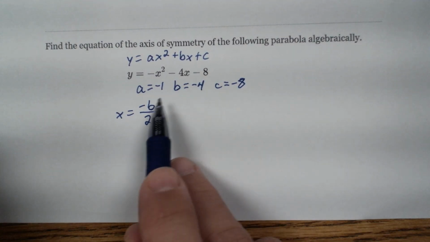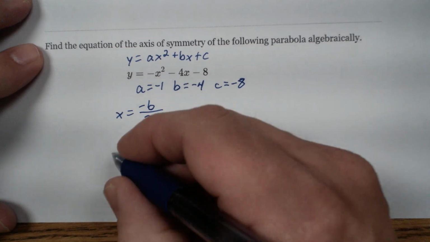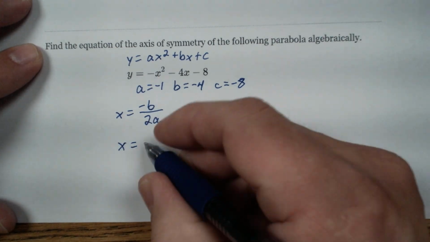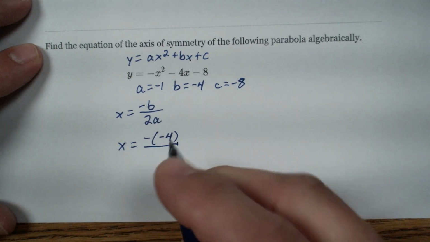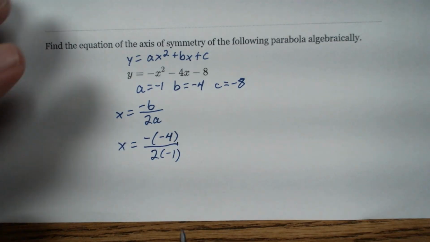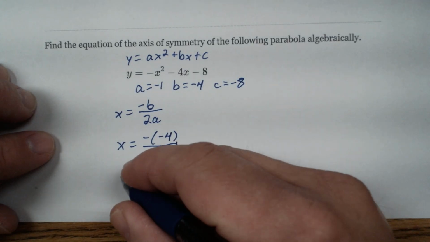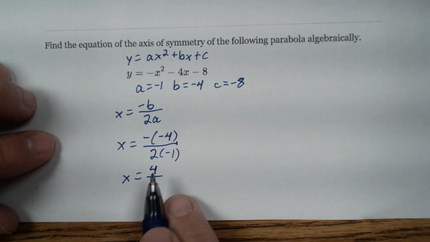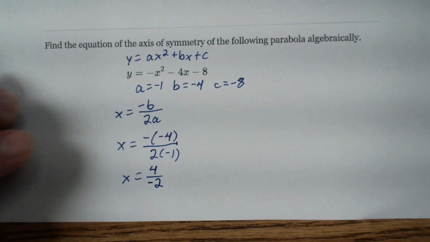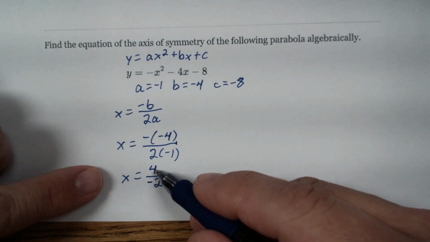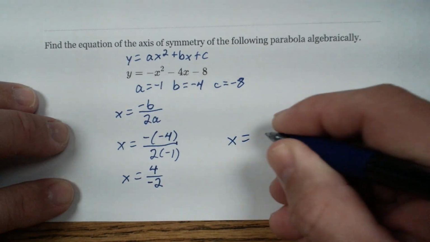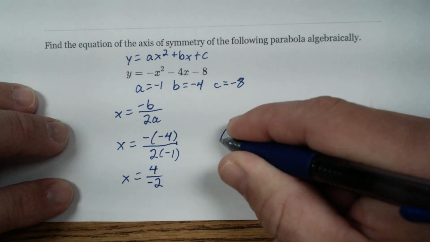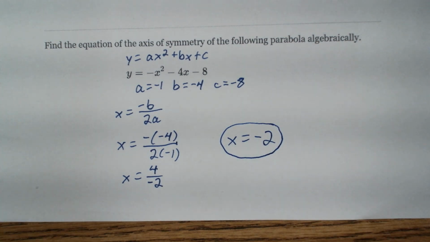So now I'll start substituting values for b and a. So b is negative 4, so it'll go negative 4 divided by 2 times a, which will be 2 times negative 1. So that's going to be positive 4 on the top because a negative times a negative is a positive. And 2 times negative 1 is negative 2 on the denominator. I should use those terms, numerator, denominator. And now I'll just divide: 4 divided by negative 2 is negative 2, my answer for my axis of symmetry. Again, this will be the line that the graph's reflecting over onto itself.